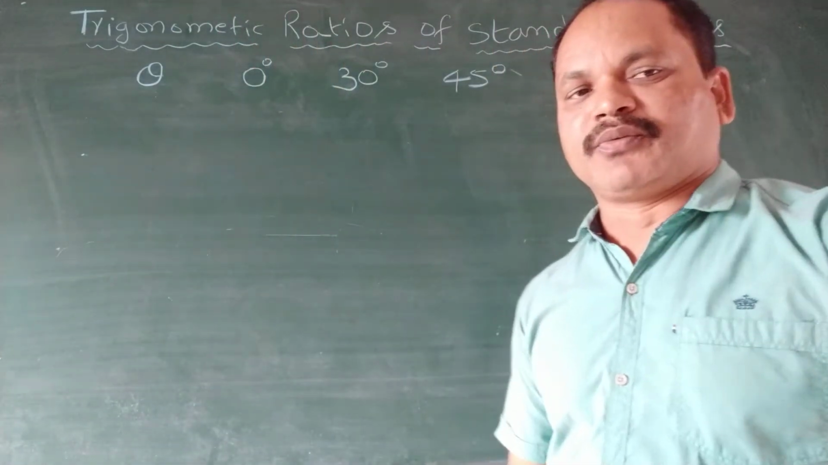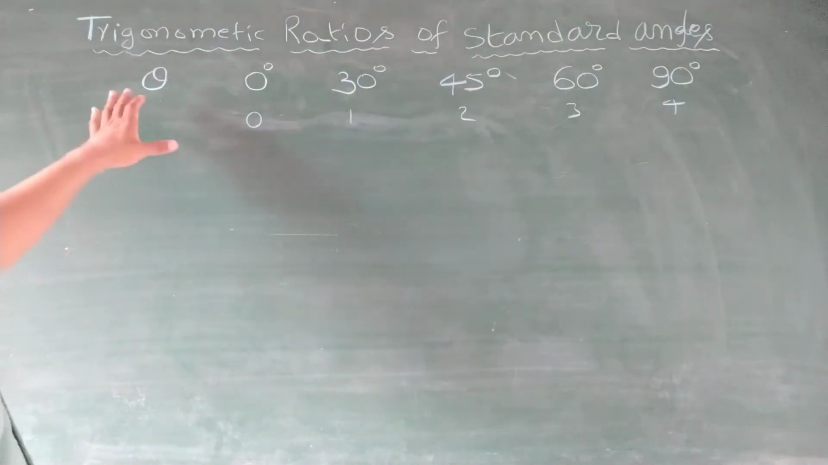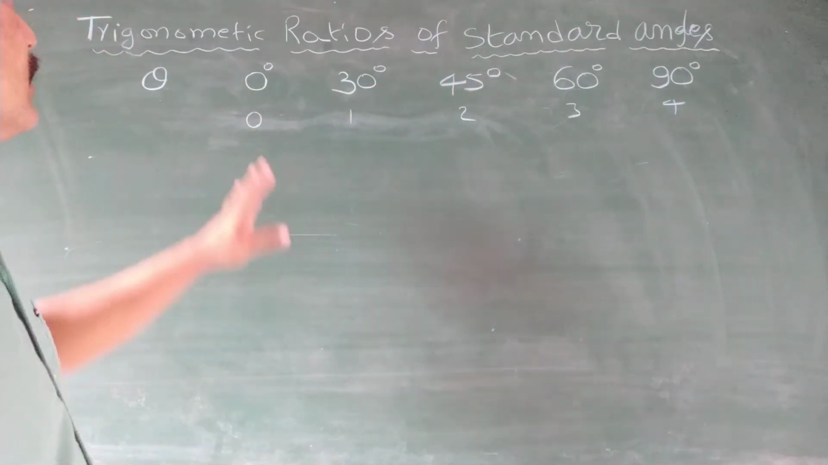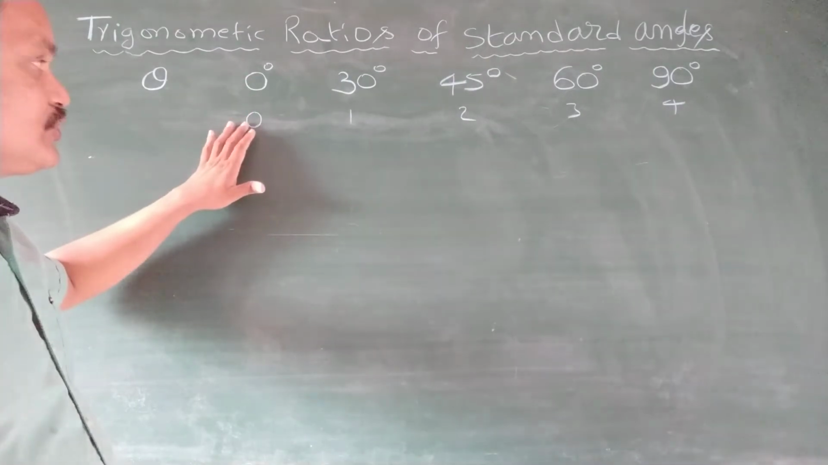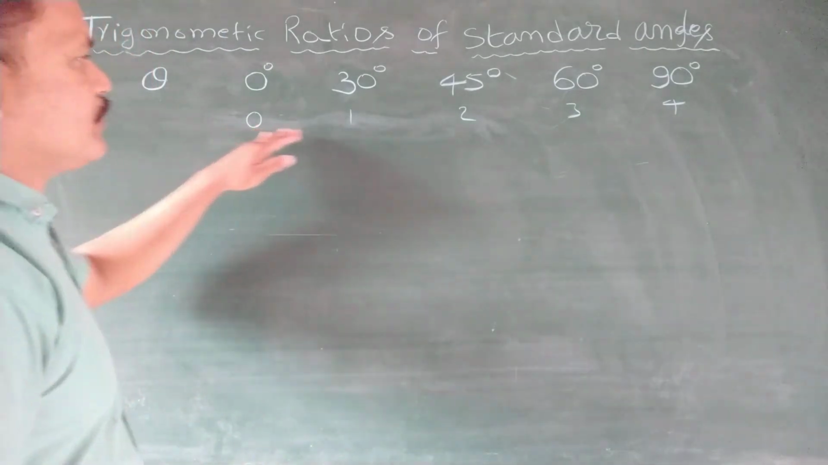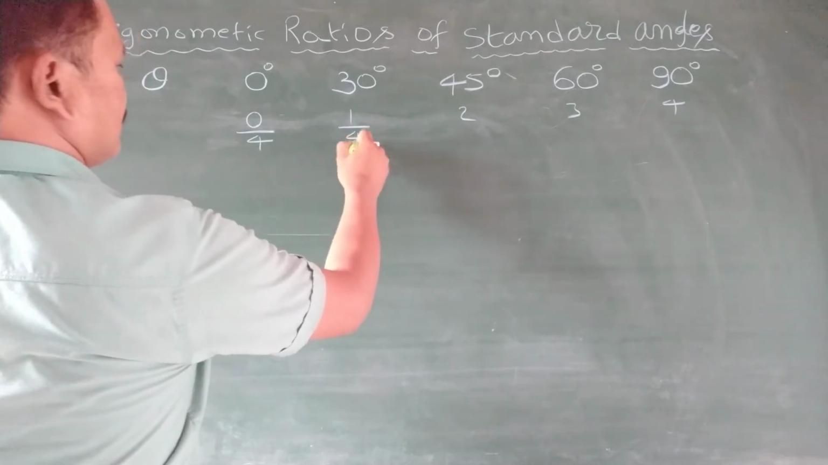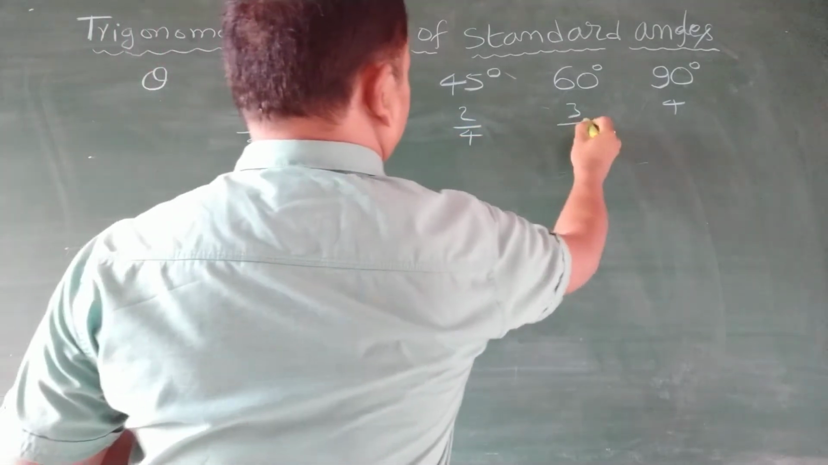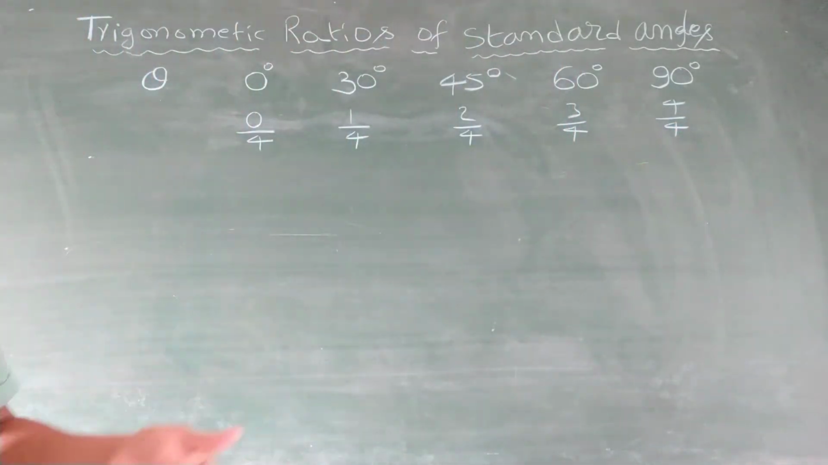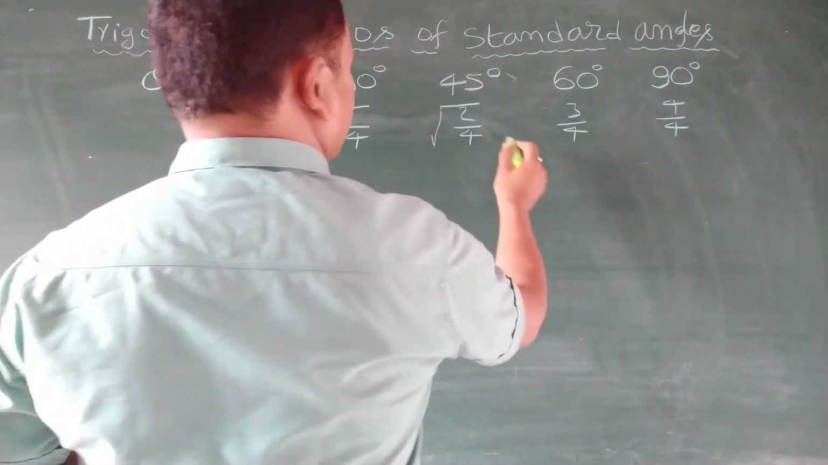Now we have to write the tabular form for this one. We take the standard angles 0 degrees, 30 degrees, 45 degrees, 60 degrees and 90 degrees. Now from 0 we have to take 0, 1, 2, 3, 4. Now divide all these numbers by 4. Now apply square root for each number.